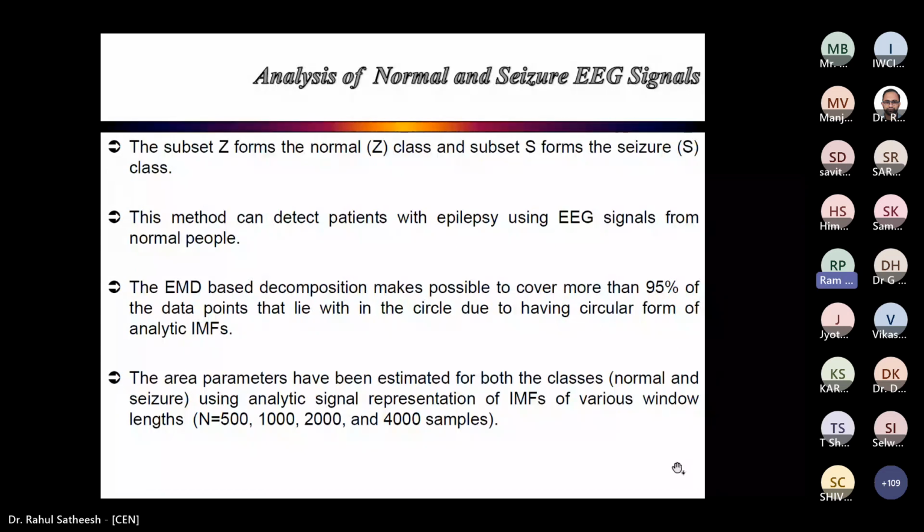Now we will see some results for all these three frameworks. First part is the analysis of normal and seizure EEG signals. The Bonn University database has been used, where subset Z is from the normal class and subset S from the seizure class. The EMD-based method helps us decompose the EEG signal into components, IMFs, where 95% of the data can be covered in the analytic signal representation. This area parameter has been studied for various window cases: 500 samples, 1000 samples, 2000 samples, and 4000 samples.